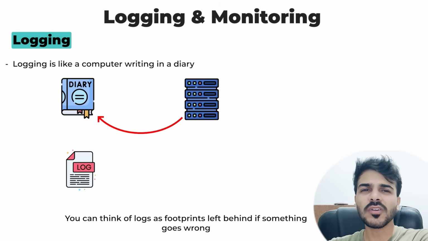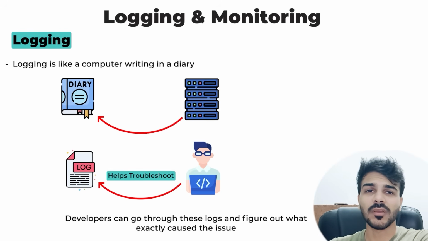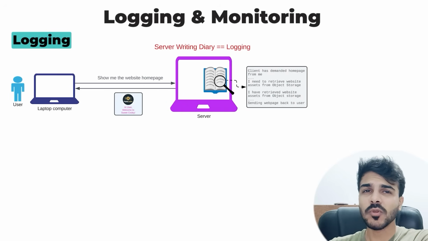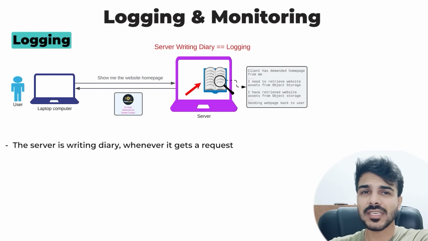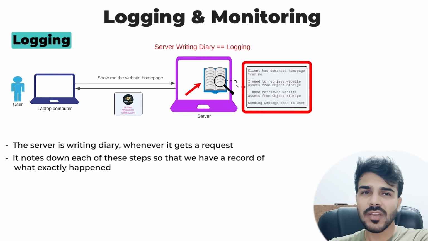You can think of logs as footprints left behind. If something goes wrong, developers can go through these logs and figure out what exactly caused the issue. So it would even help in troubleshooting. Now in the first diagram, you can see that the server is writing its diary whenever it gets a request. It notes down each of these steps so that we have a record of what exactly happened.